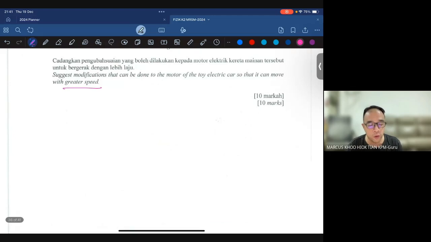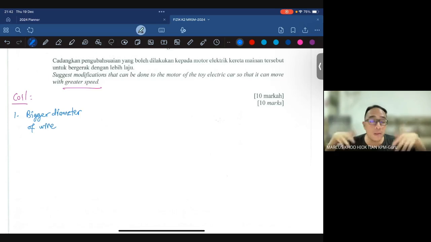Okay, how do you improve the motor? Let's talk about the coil first. In terms of the coil, one suggestion is a bigger diameter or bigger thickness of wire. The reason for this, everybody knows, I hope you know by now. Why do we want a bigger diameter? Why do we want a thicker wire? To reduce the resistance. Because when you reduce the resistance, you increase the current, you increase the force, the motor spins faster.